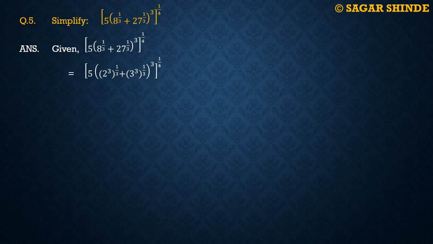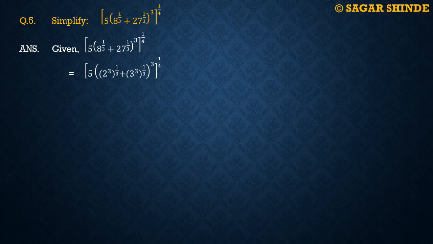And similarly for 27, the same number is there in the denominator of the power, which is 3, and we know that here we have to express the base as the third power of some number, that is the cube of some number. So 27 can be written as 3 cube.